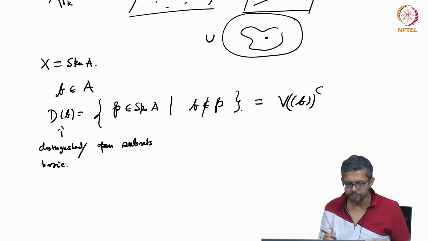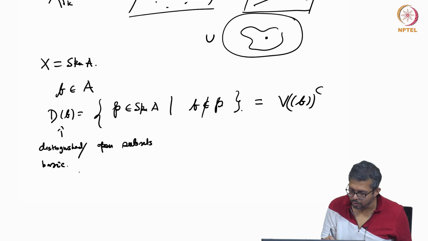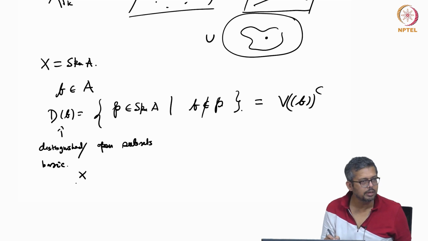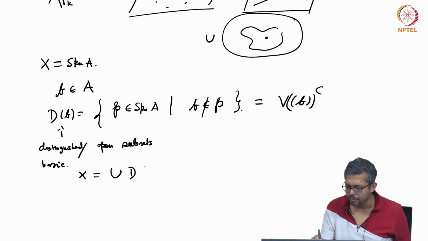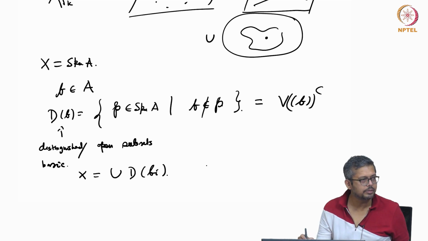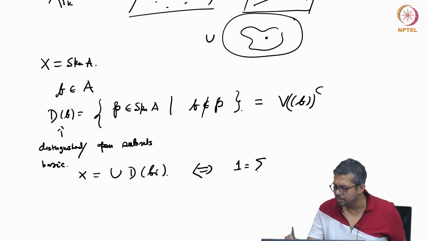Now, this is a basic open subset. X is an open subset itself. X is Spec A. So you can write X as a union of D(f_i), because X is an open subset. Then this is if and only if you can write 1 as a summation of a_i f_i.